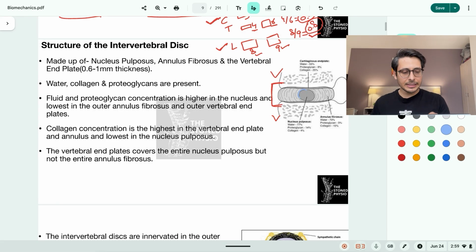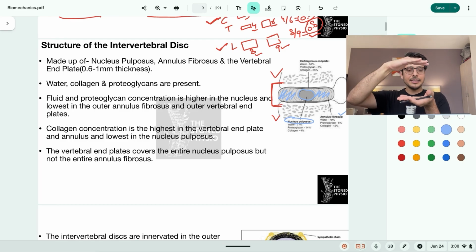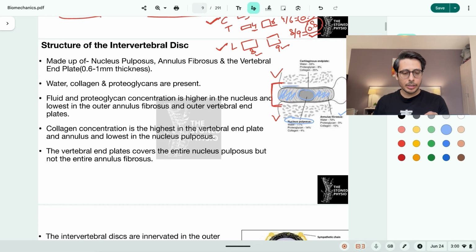It has a central section called the nucleus pulposus. Then followed by this section over here, that is called the annulus fibrosus. And then we have two strong plates on each part of the intervertebral disc. That's this one and this one, called the cartilaginous end plate or the vertebral end plate.